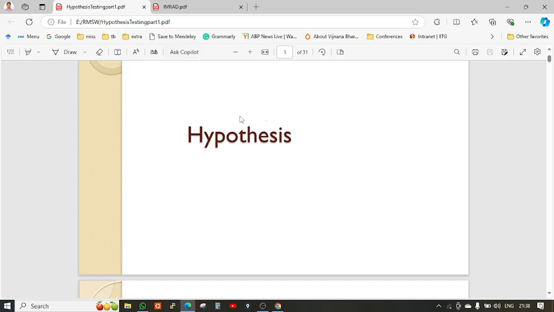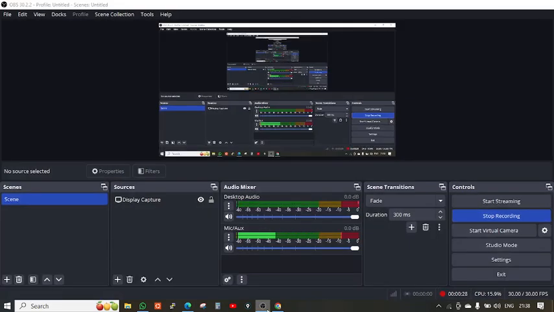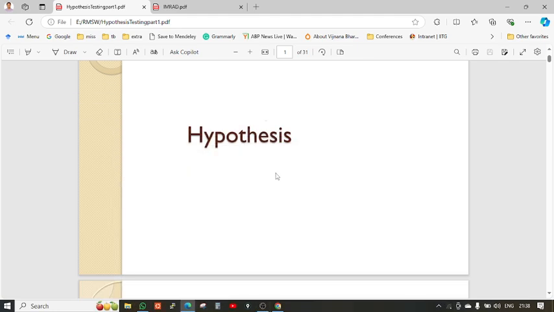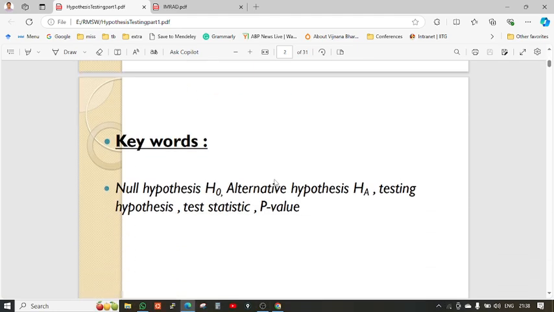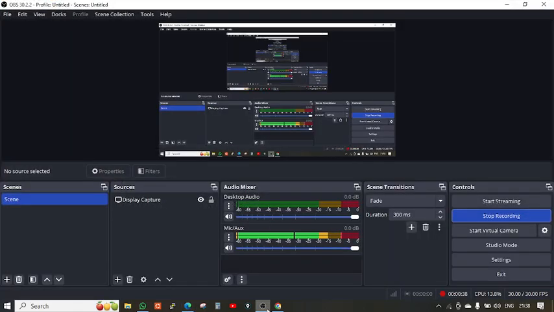Today we will discuss hypothesis testing, part 2. What is a hypothesis? How will we test the hypothesis in our statistical analysis? So, let's start.